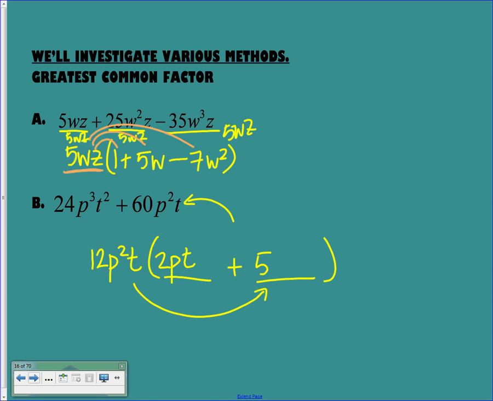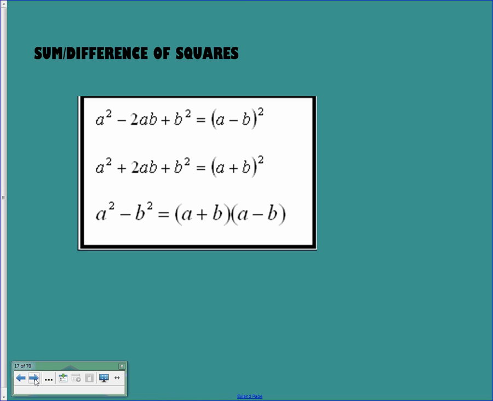If I clean this up so it looks a little nicer, it would be 12p squared t in parentheses 2pt plus 5. Again, if you distribute this back, you will get what you started with, and that is your entire goal. So that's taking out a greatest common factor. Believe it or not, that was the easiest one.